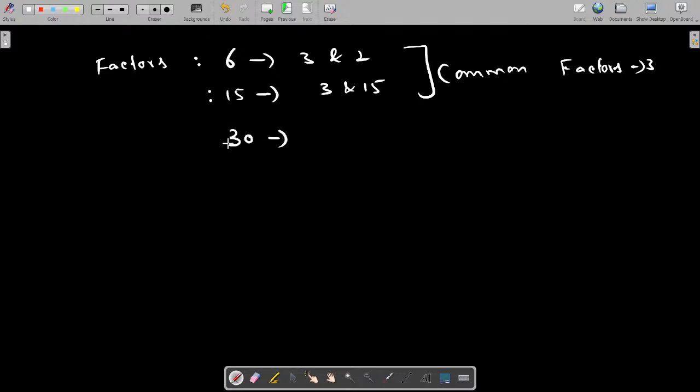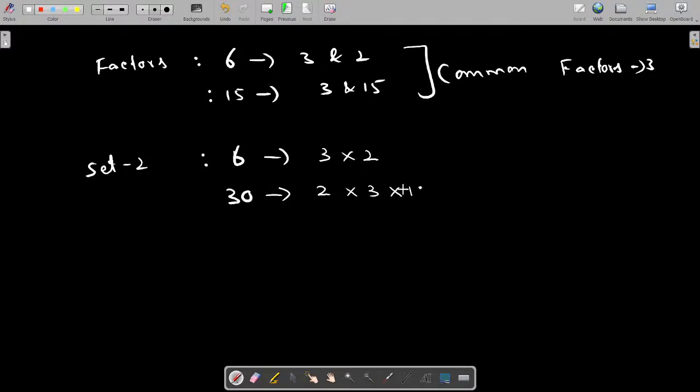Okay, sorry, one second. If I take another set, factors with respect to 6 and 30. What are the factors of 6? 3 into 2. What are the factors of 30? 2 into 3 into 5. Am I right? These are the factors of 30.